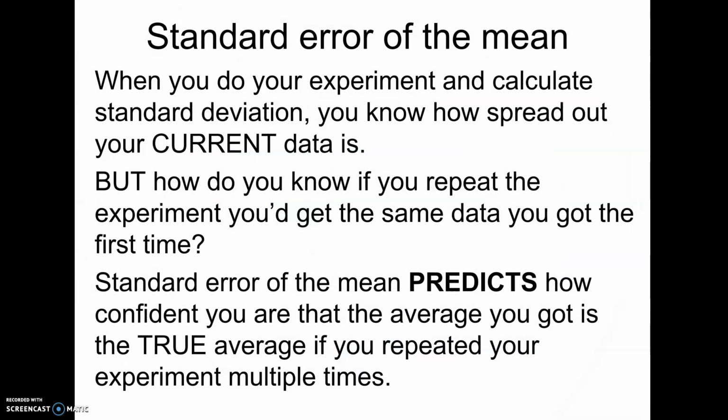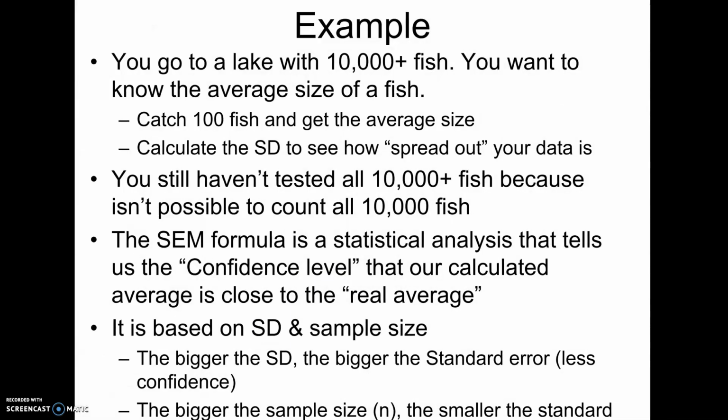All right, so again, when you do your experiment and you get your standard deviation, it really only tells you how scattered your original data is. What if you want to know the chances that if you repeat the experiment, you would get the same thing? Standard error of the mean gives you what's called a confidence level of how sure you are that if you repeated your experiment multiple times, you'd get the same average. So let me show you.